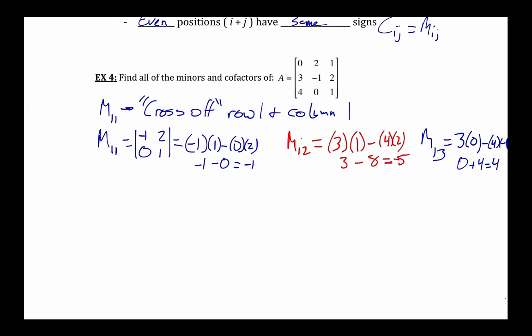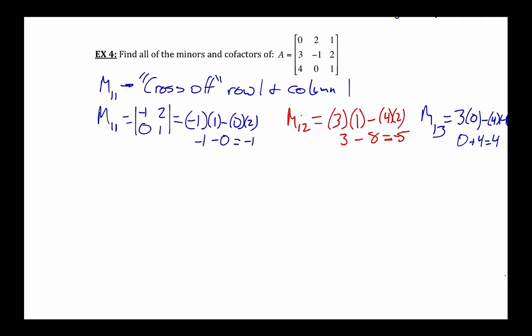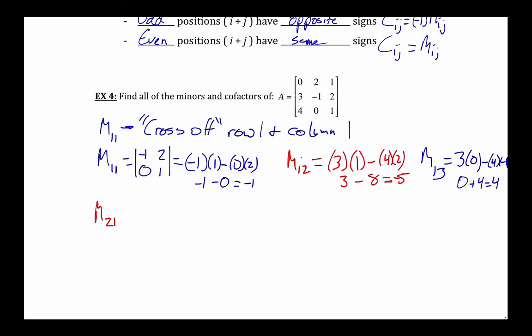Folks, we just finished row 1. Now we have to do row 2, so there's a bit more work here. We have M sub 2,1. Again, it's as if we're crossing off row 2 and column 1. Let me physically do that for a second. We're canceling off row 2 and column 1, and using the numbers that are left. Of the numbers that are left, the top left is 2, multiplied by the lower right, which is 1, minus the lower left, which is 0, times 1. When we clear that up, we get 2 minus 0, which gives us 2.